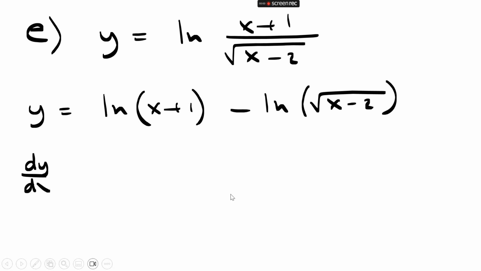Let's see. So dy/dx. So this one would be 1 over x plus 1. And because it's an ln, remember ln and e are going to cancel themselves. And really the derivative of x plus 1 is just 1. So it just gets me down.